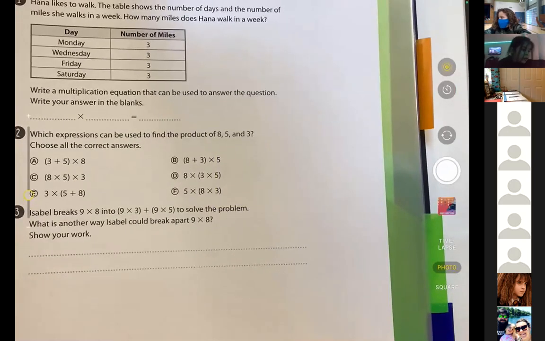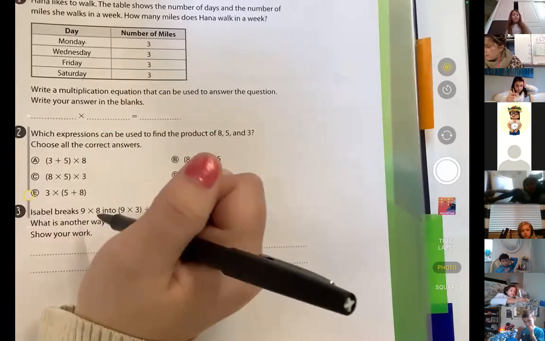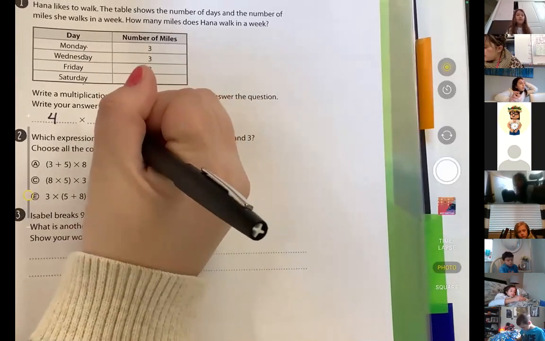Hannah walks the same number of miles each week, right? How many miles, or not each week, each day. How many miles did she walk each day? Someone tell me. How many miles was it each day? Sophia F., how many miles each day? 3. 3. Okay, good. And then how many days did she record her walks? How many days did she do those miles? Oh, I see Trisha showing me. 1, 2, 3, 4. Okay, so we have 4 days of 3.